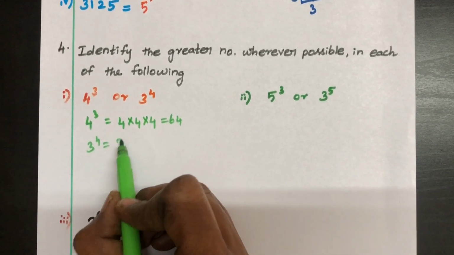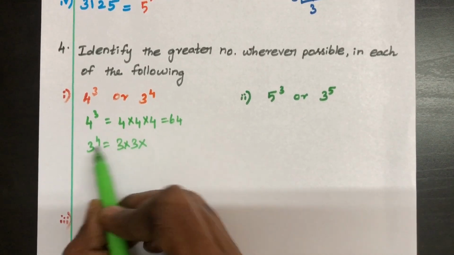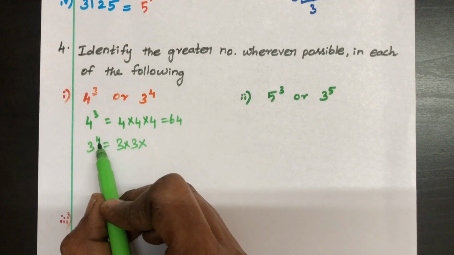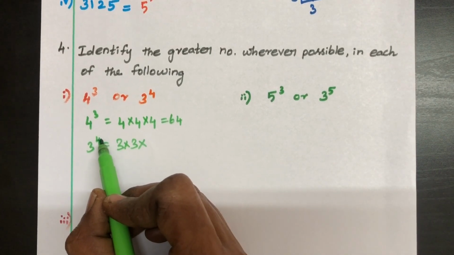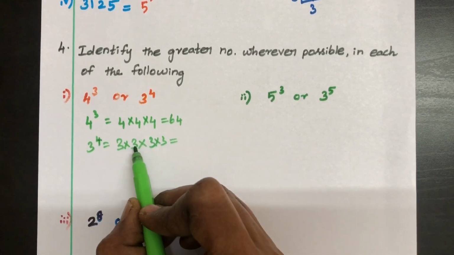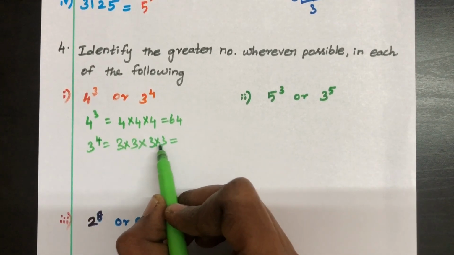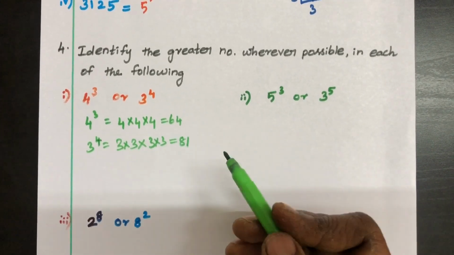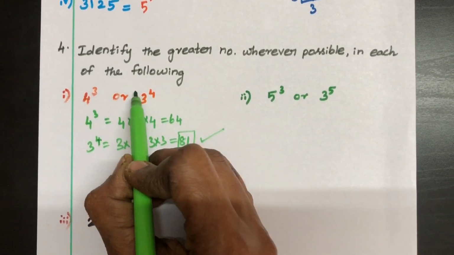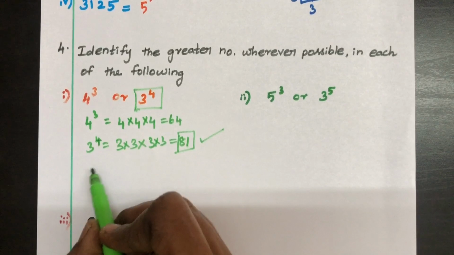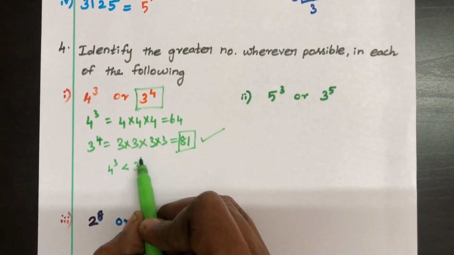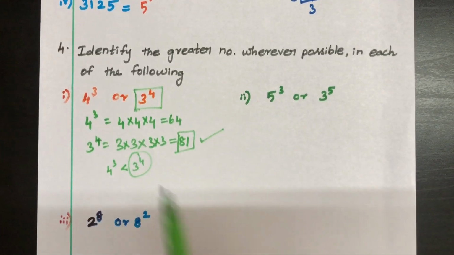Again 3 power 4. How many times do we need to repeat 3? 4 times. 3 is the base and the power is 4. So 3 into 3, 3 3s are 9, 9 3s are 27, 27 3s are 81. So which is bigger? This number is the bigger number, right? So 3 power 4 is greater than 4 cube, or 4 cube is less than 3 power 4.